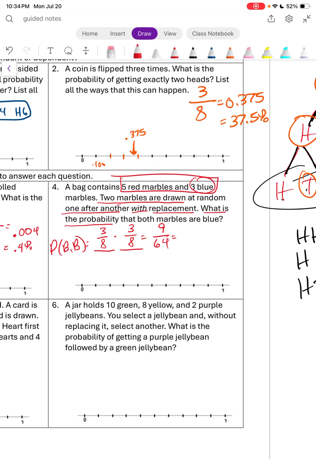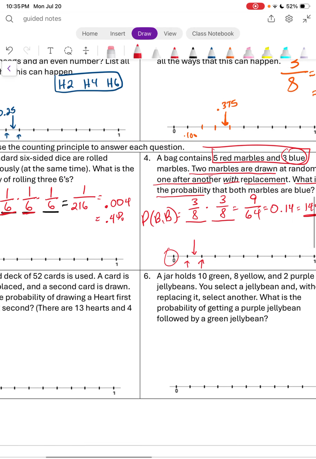If you change that to a decimal, you get 0.14, which is about 14% of the time. So the probability you get blue and blue, if you did it 100 times, that's what percent means, it's going to occur about 14 out of the 100. This is 0.10 and 0.20. 0.14, your percentage would be about right there. Not very likely. Notice how much closer to 0 than to 1 that is.